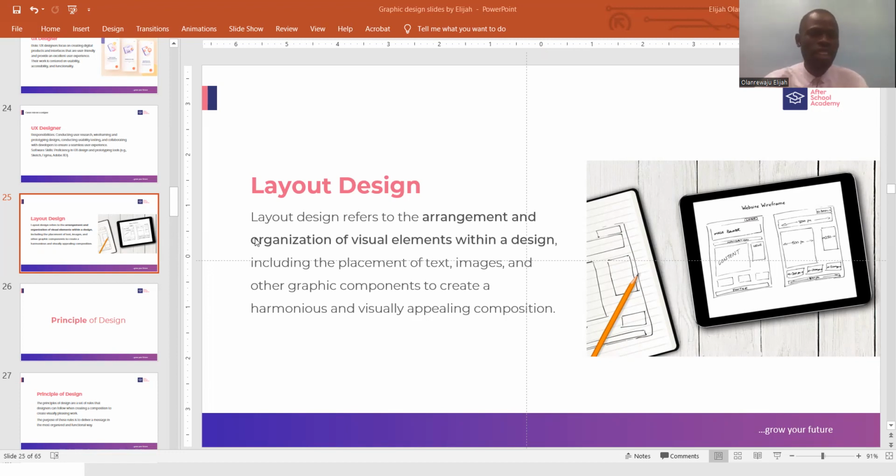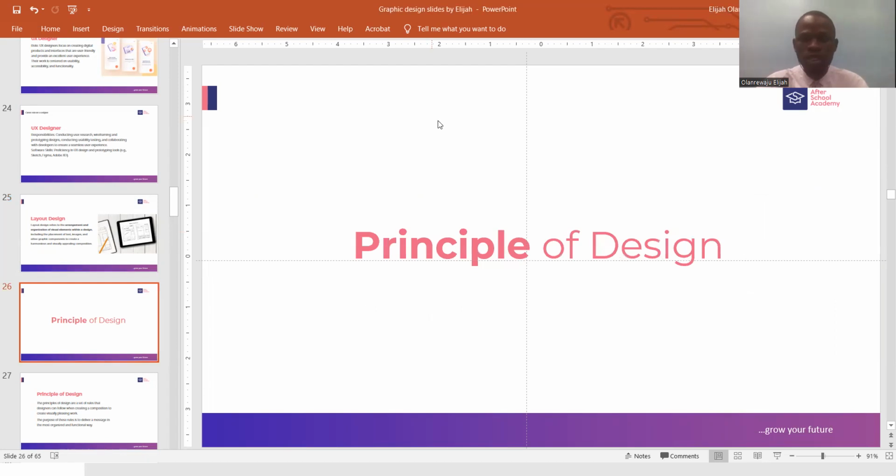Let's dive in. So now we are discussing the principles of design. Today we are starting with principles of design. So you see how God can help us, if we can touch elements of design as well. So now let's move further.